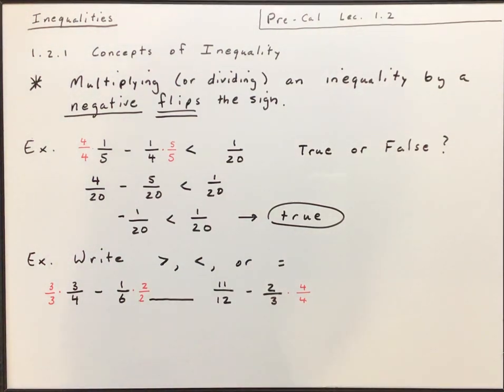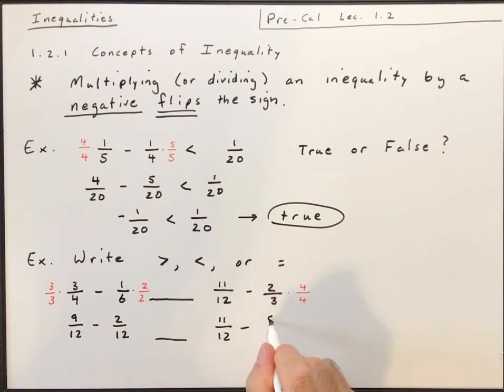So if you do that, you have a denominator of 12 with all of them. So that would be 9/12 minus 2/12. And then we have a blank. And then 11 over 12 minus 4 times 2 is 8. So 8 over 12. So now that we have the common denominator, we can subtract the tops or the numerators. We'd have 7 over 12.